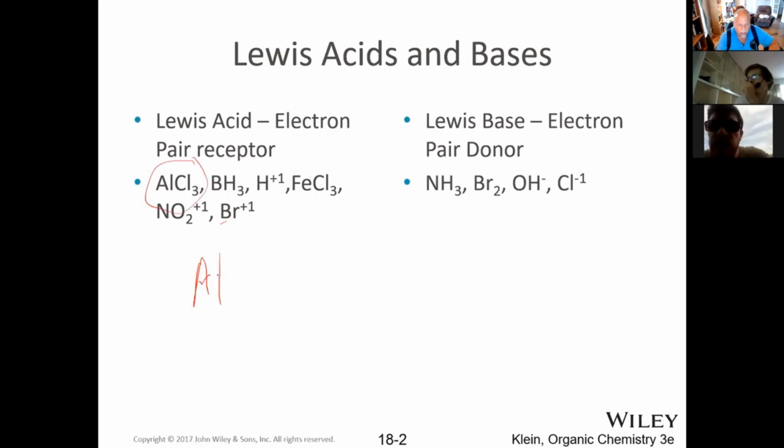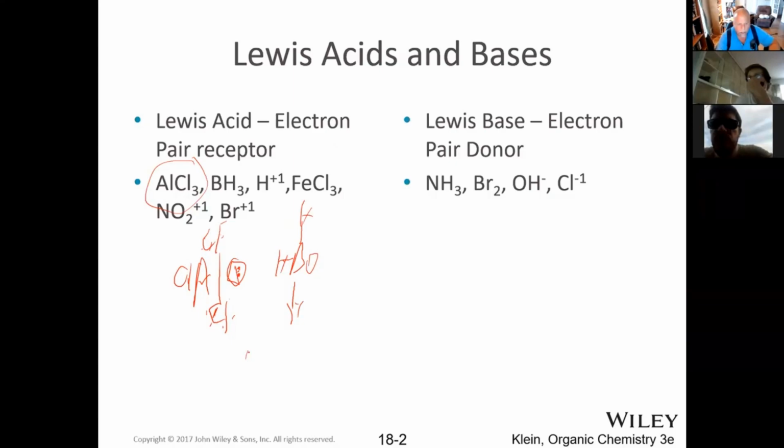You have aluminum like this with 3 electrons around it. That's its electron configuration. You put the chlorines here, here, and here, along with the dots around it. That's aluminum chloride. And then there's this empty space here, which can take an electron pair. So basically this is an electron pair receptor. Boron is another example like that, because they both have an empty orbital for an electron pair. So that's an electron pair receptor.